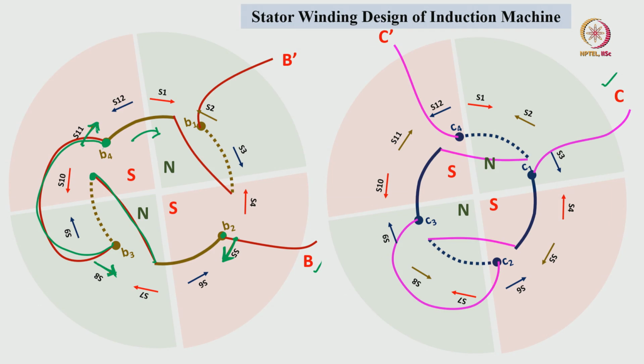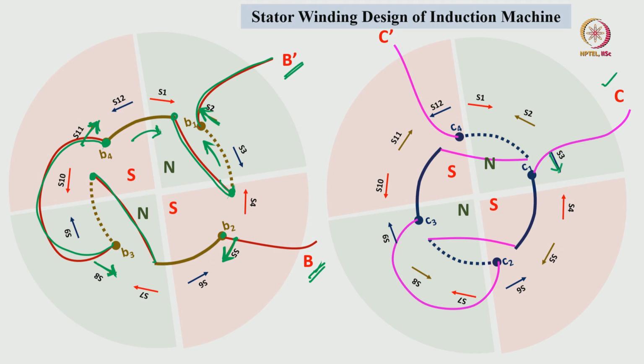Then S11 head point is this one, that has to be connected to S2 tail point. Arrow is in this direction now. So, with respect to this arrow, head is connected to the next arrow tail and arrow head we are taking out. This is terminal B dash and it is B. Same fashion the 4 arrows related to the C phase we can see here.